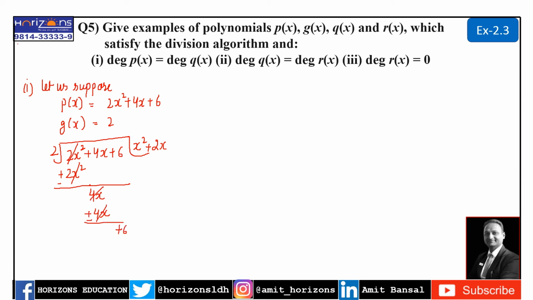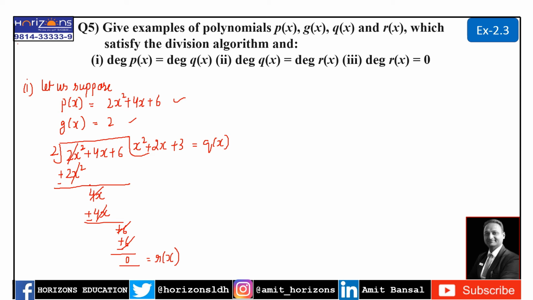So plus 6 and 2 into 3 is plus 6. Remainder is 0. Right? So this can be one example where polynomial p(x) is this, g(x) is this, q(x) is this, and remainder is this. So this is an example of the whole set of the dividend, divisor, quotient and remainder such that the degree of the polynomial is equal to the degree of the quotient.